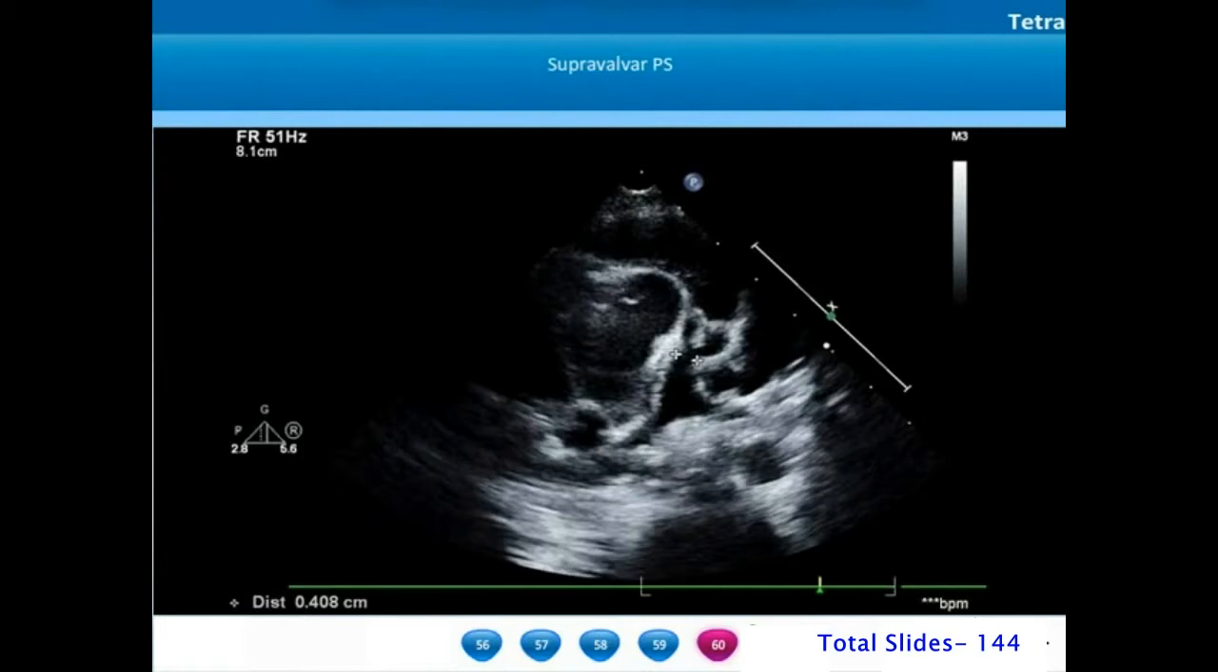Some patients with supravalvar pulmonary stenosis will have an extension of the hyperplasia into the branch pulmonary arteries also. In this parasternal short axis view, we can appreciate the supravalvar main pulmonary artery, right and left pulmonary artery, all of them uniformly of small size.